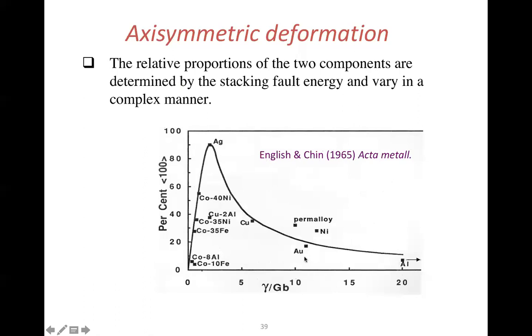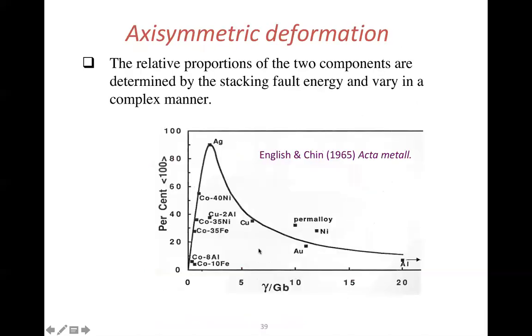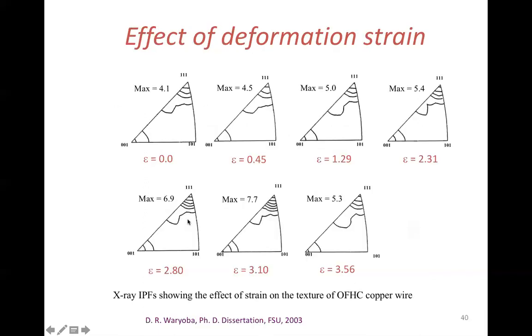And it's a very nonlinear relationship. The deformation strain has a role, and this is in case copper. So copper is here. So we would expect it to be about 60% 111 and 40% 100. If we look at the 111 component, at zero strain, it starts off as 4 times random.